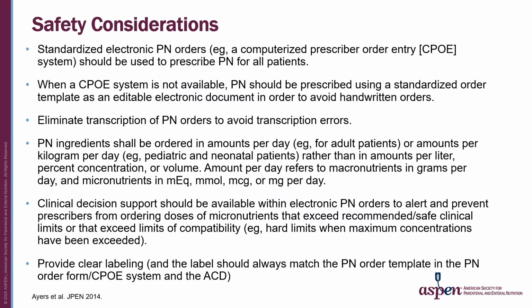Clinical decision support should be available within electronic PN orders to alert and prevent prescribers from ordering doses of micronutrients that exceed recommended safe clinical limits or that exceed limits of compatibility. For example, use hard limits when maximum concentrations have been exceeded. Provide clear labeling, and the label should always match the PN order template in the order form or CPOE system, as well as the automated compounding device or ACD.